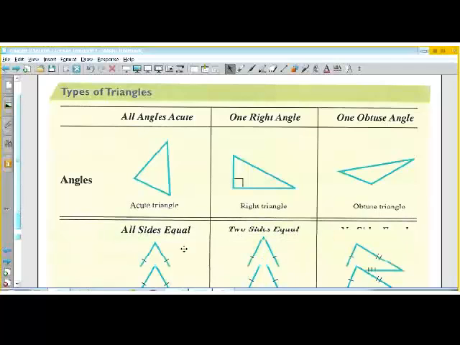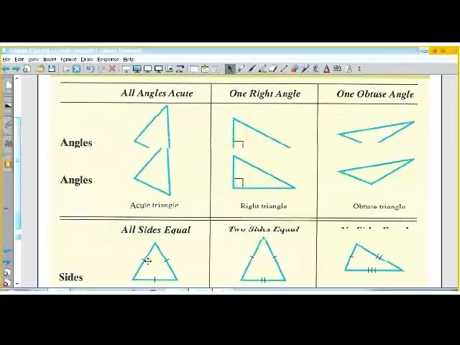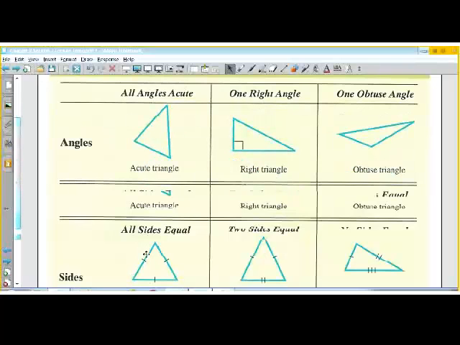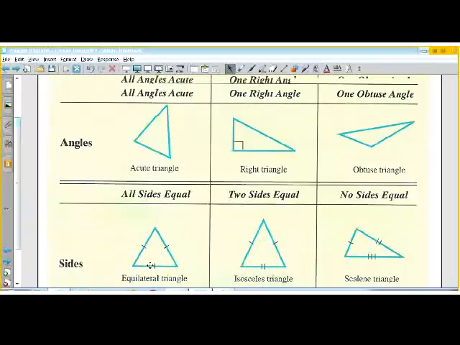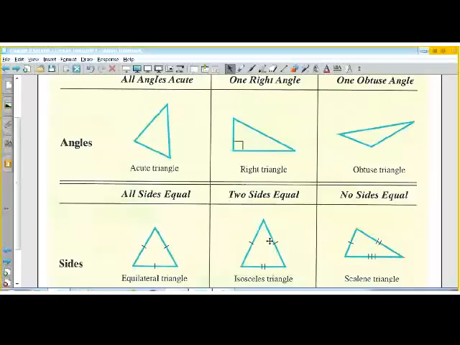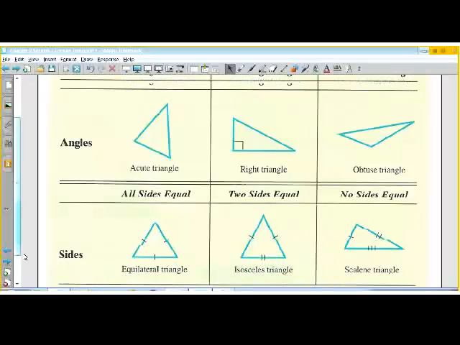And then you can classify the triangles according to the equality of the sides. A triangle that has all 3 sides equal to each other, which also has all 3 angles equal to each other, is called an equilateral triangle. A triangle that has 2 sides that are equal to each other is called an isosceles triangle. These 2 angles in the isosceles triangle are also equal to each other. And then finally, the one that has 3 different side lengths is called a scalene triangle.